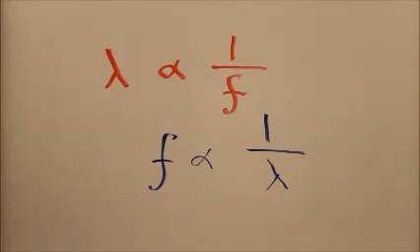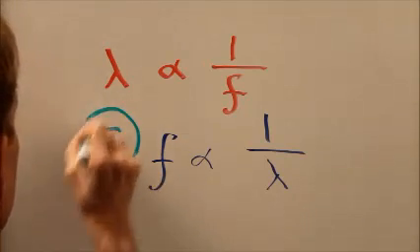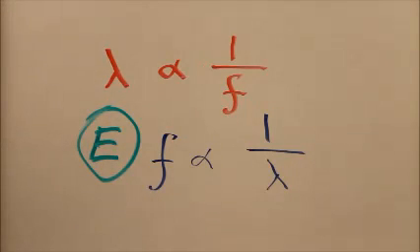So this question is asking us, if we increase this wavelength by a factor of 49, what's going to happen to the frequency? Well, it's going to become 1/49th as great. 49 times the wavelength, 1/49th the frequency. That means the frequency will become 49 times lower. That's not any of the choices here, so we have to conclude E, none of the above.